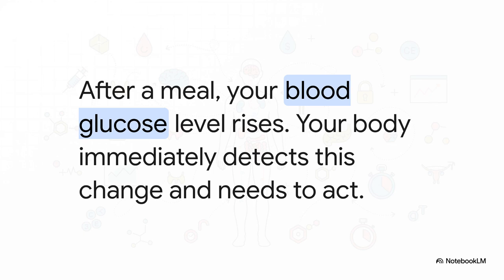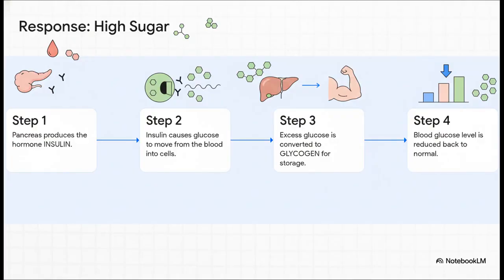Okay, picture this. You've just had a big meal, maybe with a sugary drink. All that sugar, or glucose, floods into your bloodstream. Your blood glucose level shoots up. Your body's internal alarm bells start ringing, right? It knows it has to bring that level back down to normal, and fast. And here's exactly how it does it.